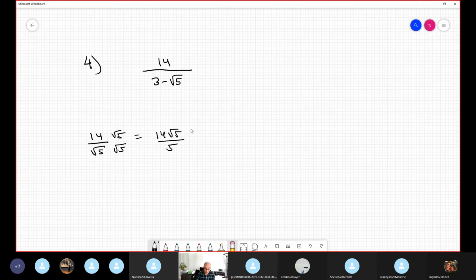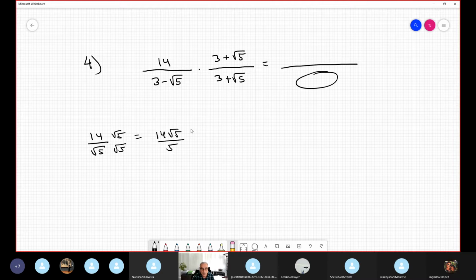But in this case, no, because it's a binomial, two terms separated by plus or minus. So you also create a smart one, but a different smart one: the conjugate of this. It's 3 plus radical 5. I know that the multiplication of two conjugates gives an answer that does not contain a radical anymore. This is the idea.